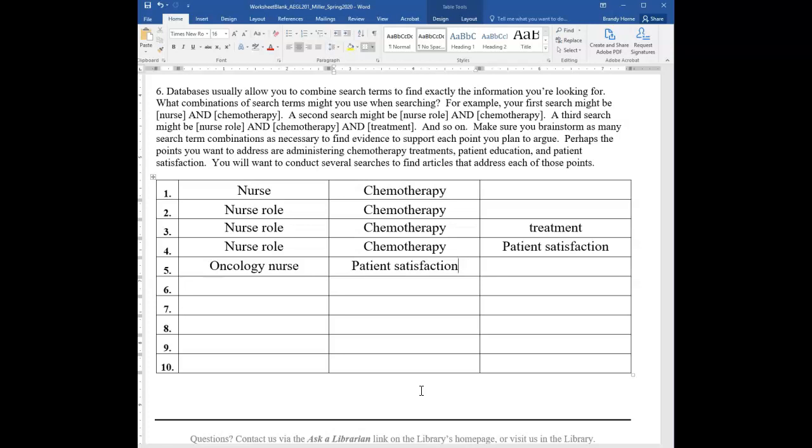Again, if you have trouble with the worksheet or if you have any questions at this point, you can always reach out to me. Again, I'm Brandy Horn, and I work over in the Greg Grant Library.